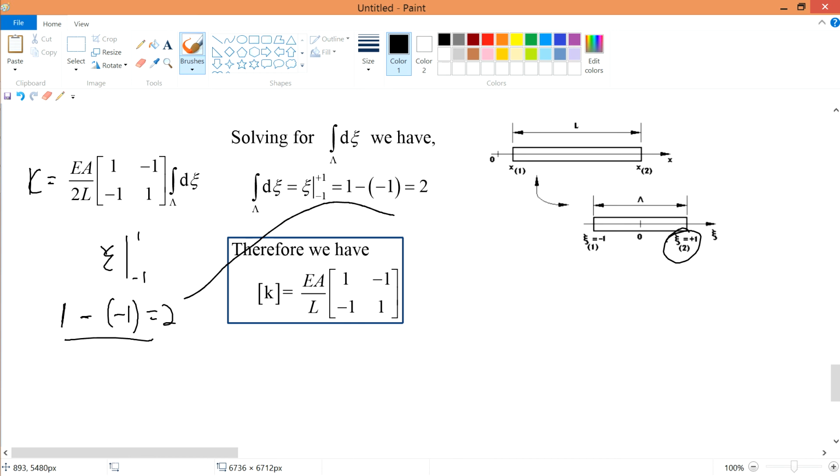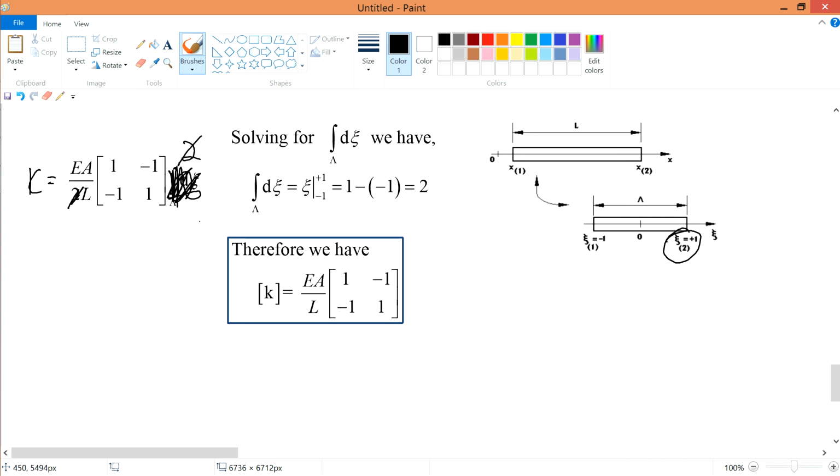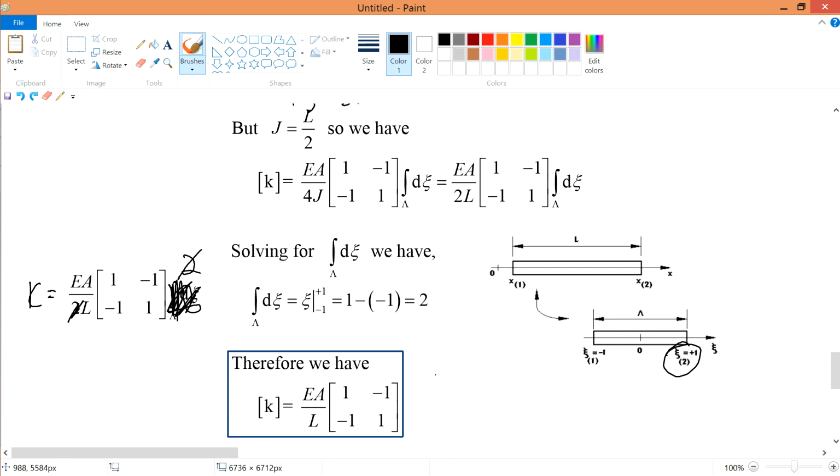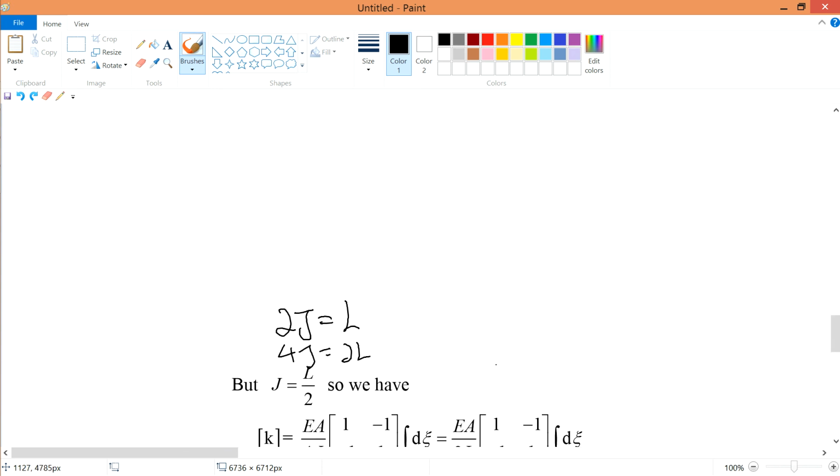So therefore this is being represented over here. If that's the case, we can simply rewrite this thing as 2. So 2 cancels with 2. Ta-da! You have k equals to EA over L. Yay! Finally! You get what I mean. It's really finally that thing.